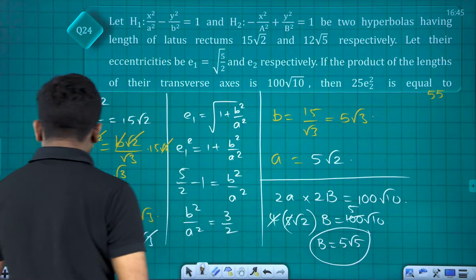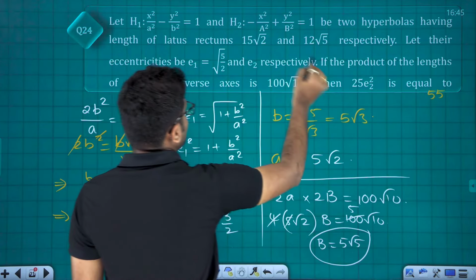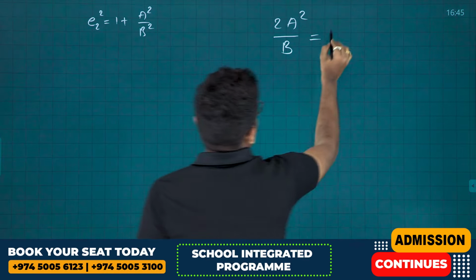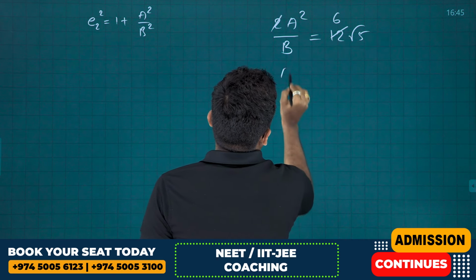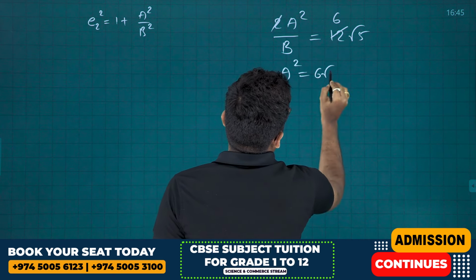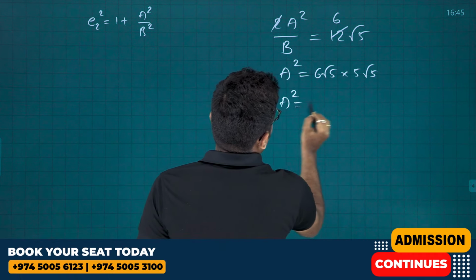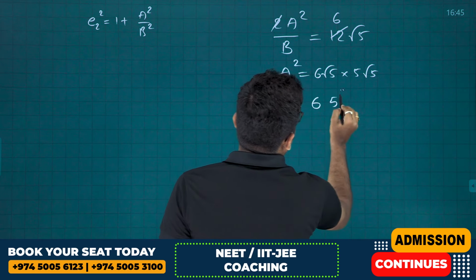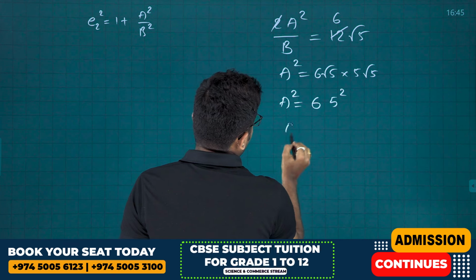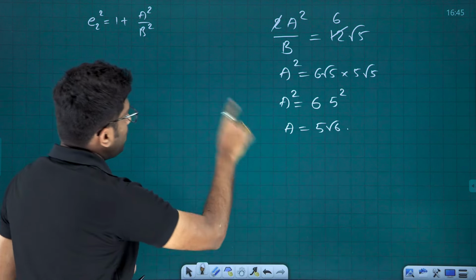B is equal to 5 root 5. 2A square by B is equal to how much? 12 root 5. 2 1s are 2, 6 are. So A square is equal to 6 root 5 into 5 root 5. A square is equal to 6 into 5 square. Clearly A is equal to 5 root 6. So we have got A, we have got B.